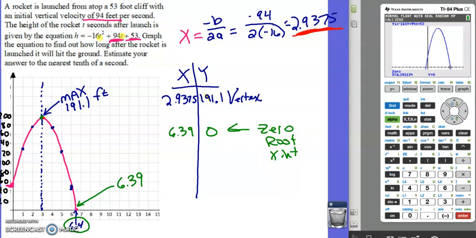So again, I graphed the equation, I found out how long the rocket is launched before it hits the ground, 6.39 seconds, and I also found the maximum value, how high the rocket went, and after how many seconds it took to get there. All that information is necessary to be able to find this stuff. So that's quadratic equations, and we use our calculator a lot.